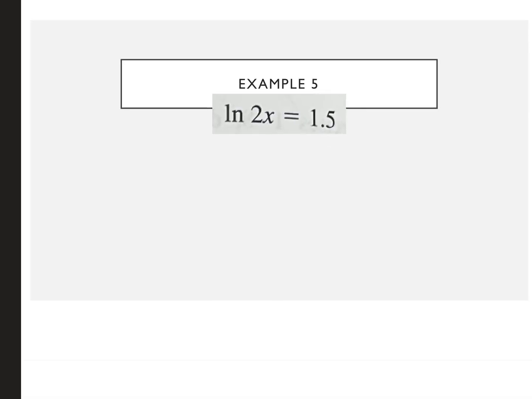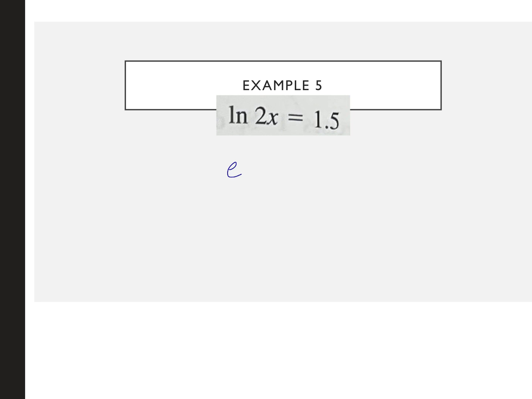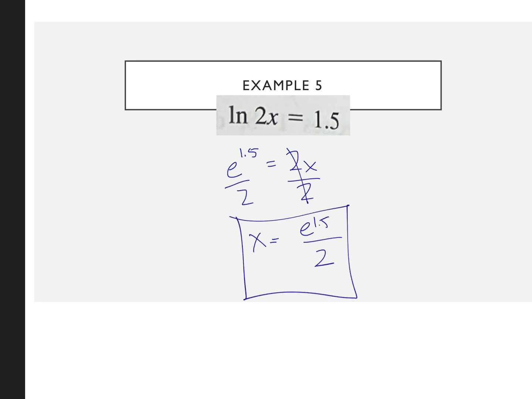All right, let's try example 5. Again, this is almost the exact same as the last one. The base is e. The exponent is 1.5, and that's going to equal 2x. The only added part here is dividing both sides by 2. Okay, so x is equal to e to the 1.5 divided by 2. This is calculator ready form. But when you actually put it in your calculator, you should get 2.2408.